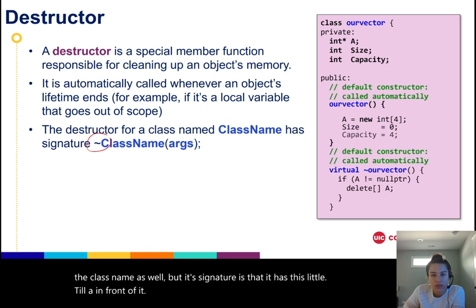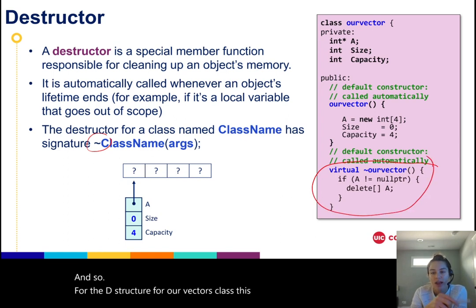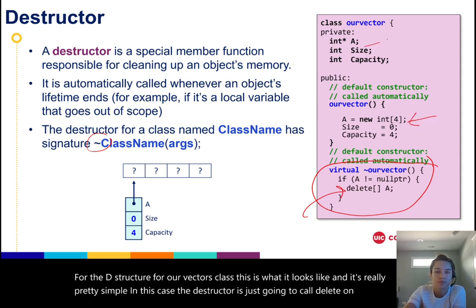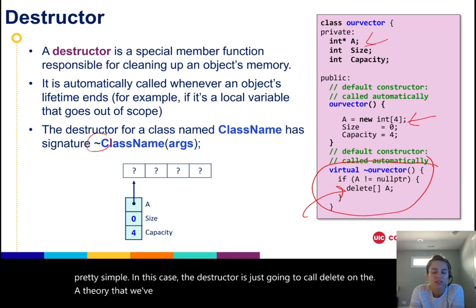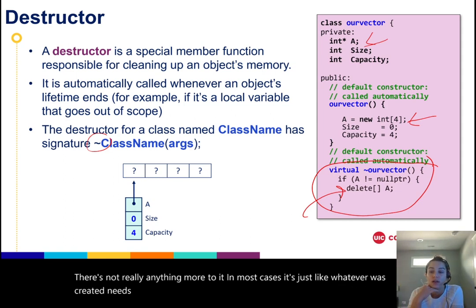So for the destructor for our vector class, this is what it looks like, and it's really pretty simple. In this case, the destructor is just going to call delete on the C array that we've created. There's not really anything more to it in most cases. Whatever was created needs to be destructed.